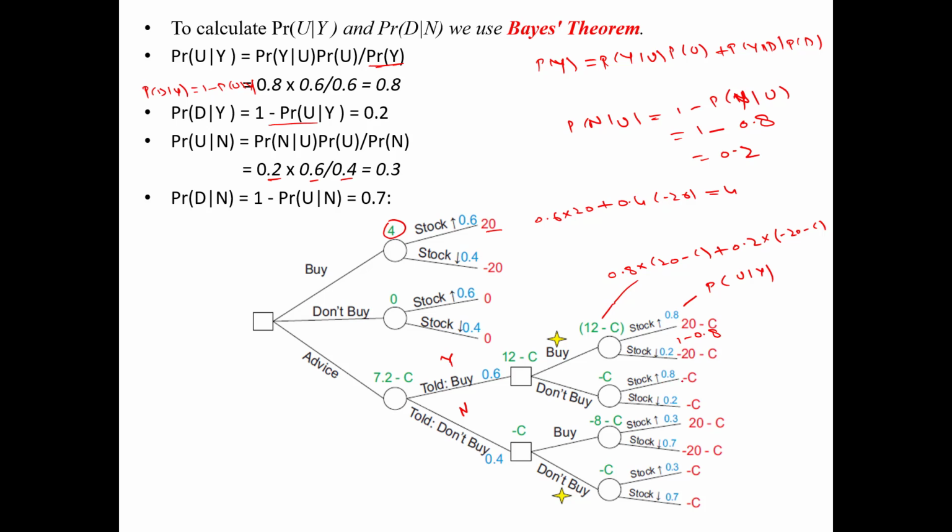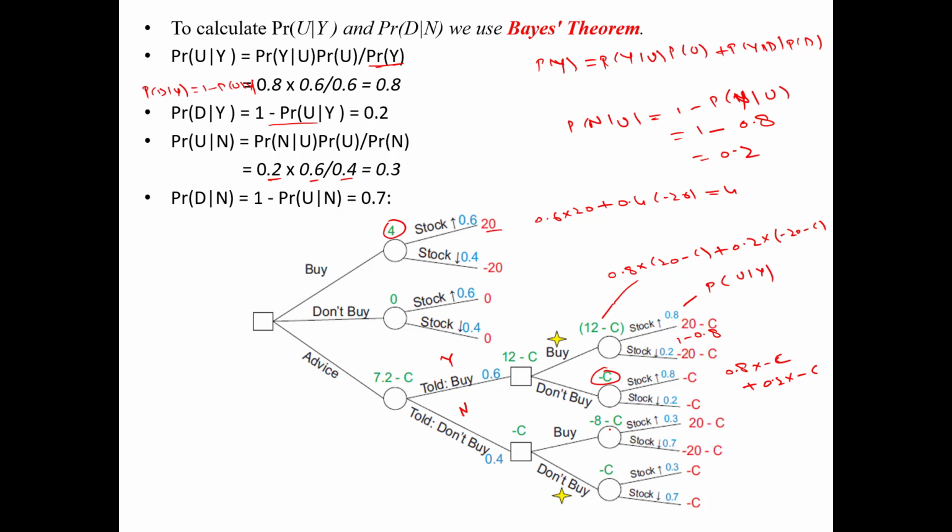Similarly, what is this? Don't buy. And he says yes. And the stock going up. How will we calculate? We have already calculated this. The stock going up, he says yes: 0.8, 0.2. In this case, there is only the advisor fee, because you don't buy. You are not investing. So 0.8 into this. Once again, it will be minus C. How? 0.8 into minus C plus 0.2 into minus C. It will be equal to minus C.